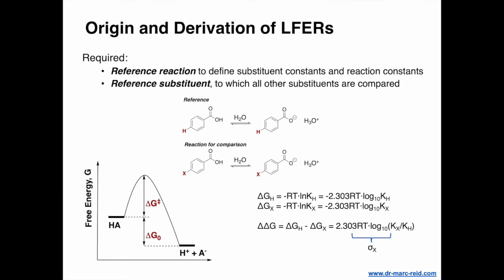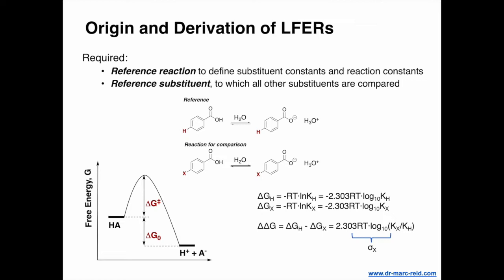So, if we look at the chemical schemes in the middle of the slide, we see the reference reaction on top, that being the equilibrium involving the protonation state of a benzoic acid. The reaction on the bottom is the one of interest and is understood in some way by comparing it against how the same substituents affect the reference reaction.